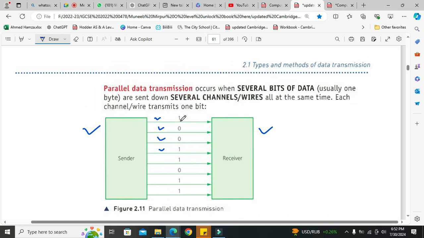So look here, in this case we are sending one byte of information at the same time. Parallel data transmission occurs when several bits of data, usually one byte, are sent down several channels. Several channels means these lines, known as channels or wires, all at the same time.